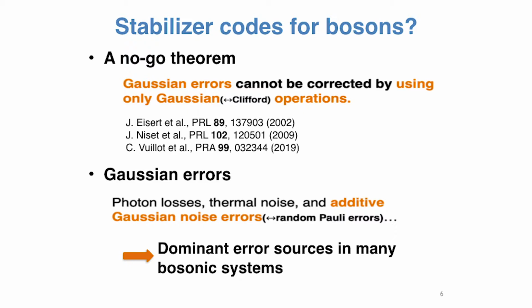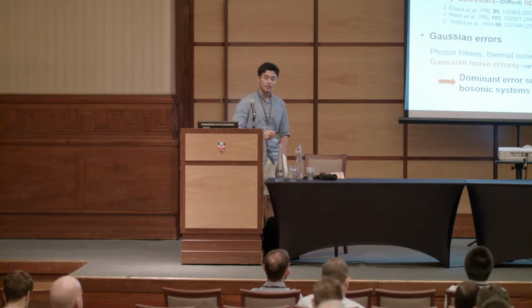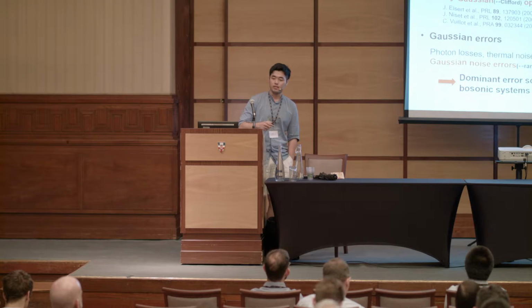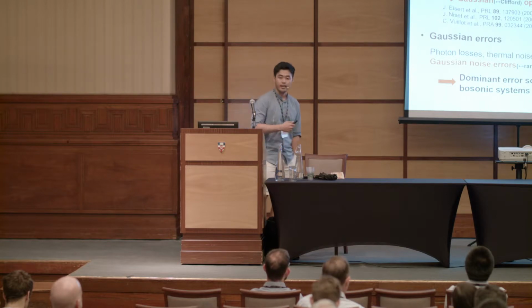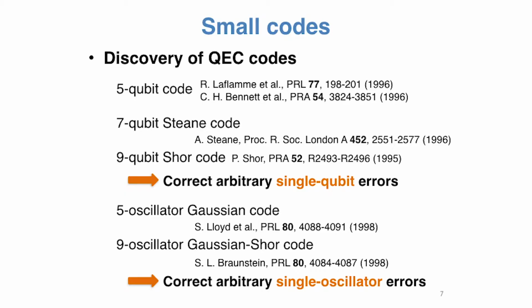So what I'm going to do in this talk is show how exactly these bosonic stabilizer codes, which are implemented by Gaussian operations, fail, and then identify where they start failing, and then we want to fix it.